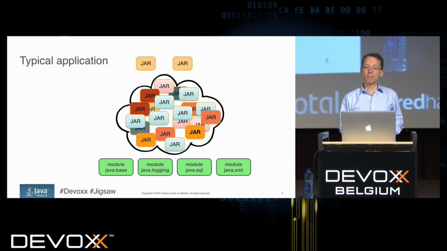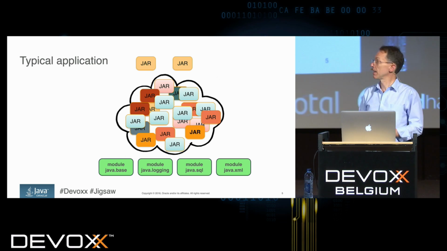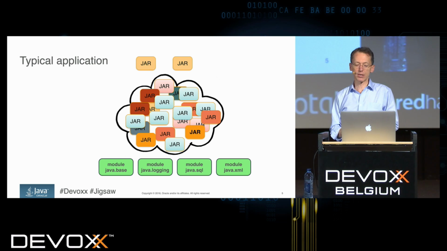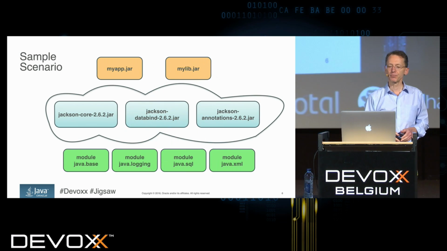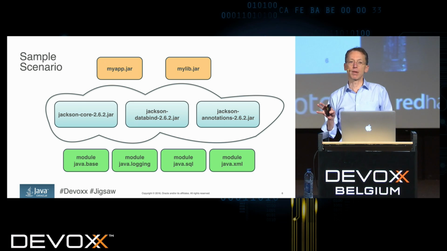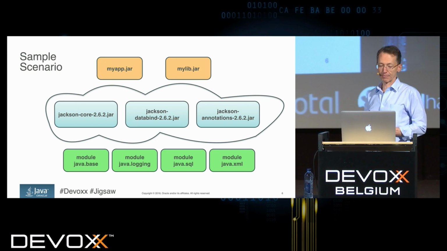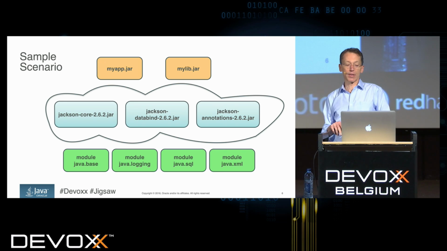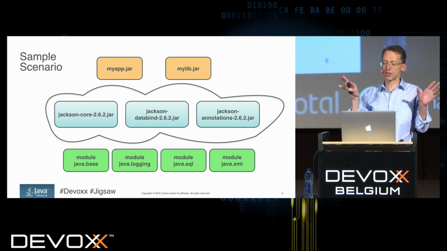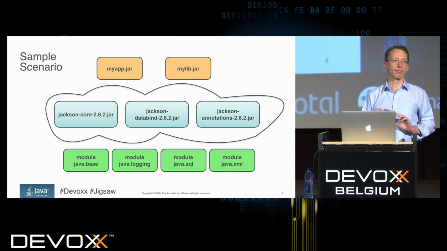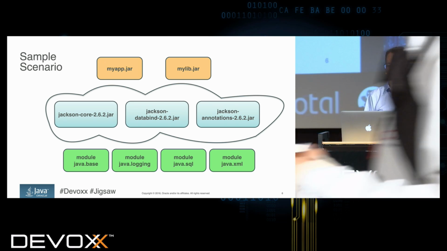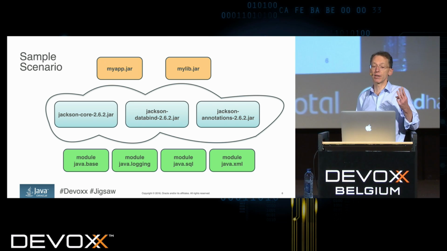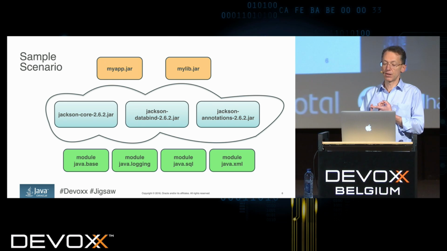If this sounds good, you might be wondering how to turn your application into modules. Let's put some names on these jars, the light blue ones, to get started. Let's assume that the main application is myapp.jar and it has some helper code in mylib.jar. Let's assume further that this cloud of third-party jars is actually just 3. It can be simplified to just Jackson, the JSON processing library. Jackson comes as 3 jars, the core jar, data binding, and annotations.